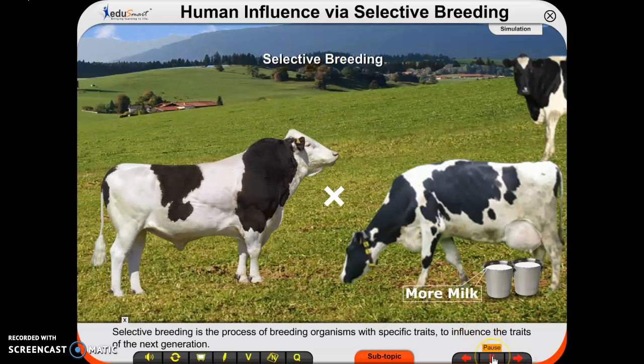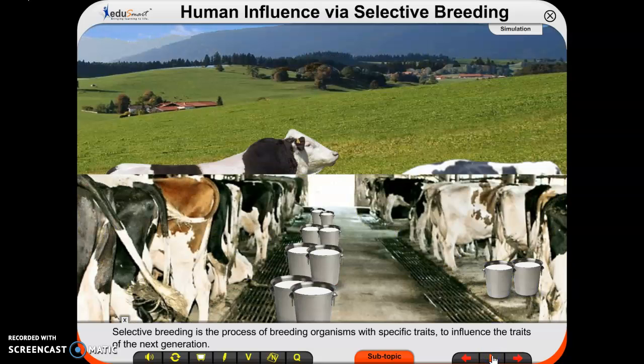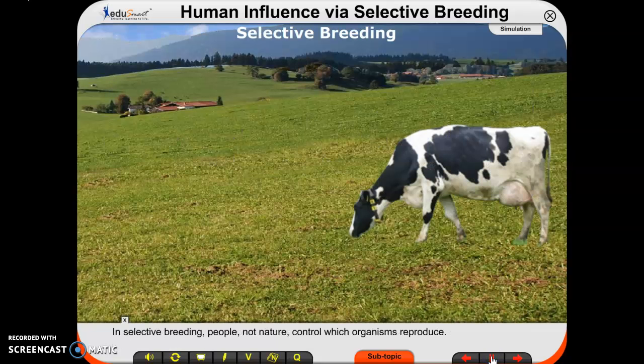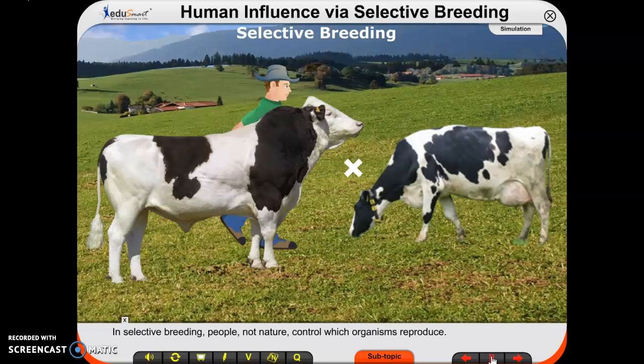So one of the examples that you're given often is about dairy cows. So if you have a dairy farm, you obviously want a cow that makes a lot of milk. So you're going to find the cow that makes the most milk, and you're going to make it breed in order for its offspring to also produce a lot of milk. So you're choosing the traits from the organisms that you want, and you're making them breed so that the offspring can be what you want them to be. In selective breeding, people, not nature, control which organisms reproduce.